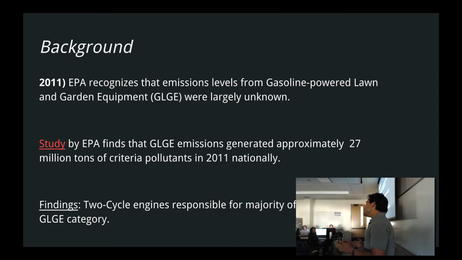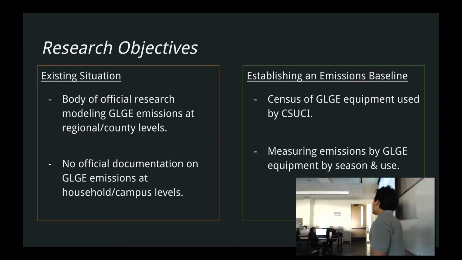In 2011, they realized that for hand-powered equipment, like a weed eater, a lawnmower, a string trimmer, they don't have emissions data. And in 2011, they started their first study that found that approximately 27 million tons of criteria pollutants are emitted annually. And within that category, 2-cycle engines are responsible for a majority of those emissions. So they're like, whoa, hold up, we're generating a lot of emissions, we've got to start narrowing down where these are coming from. So enter my research.